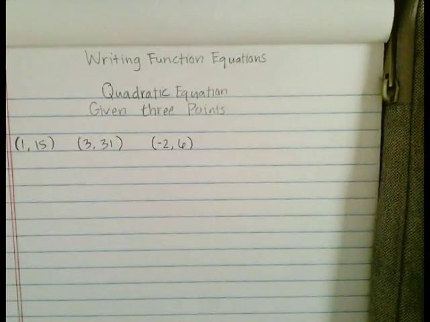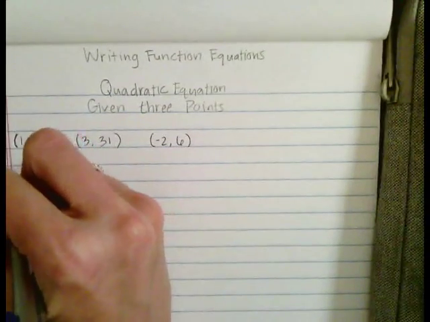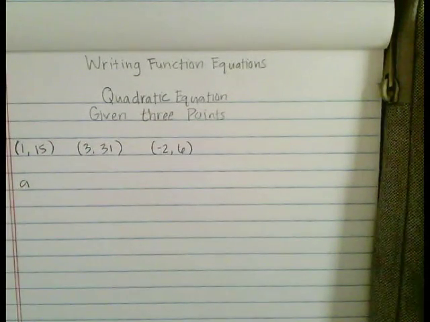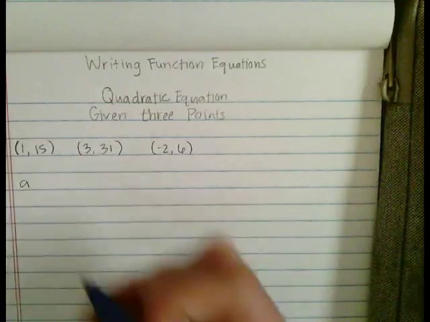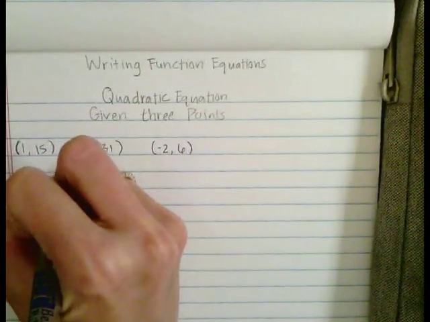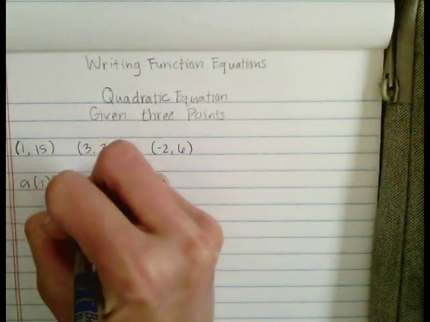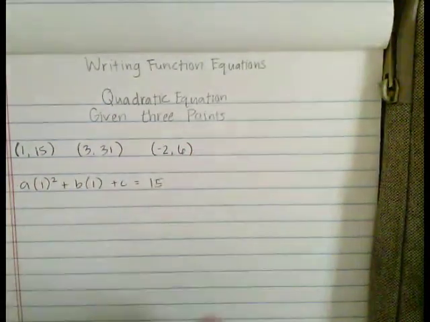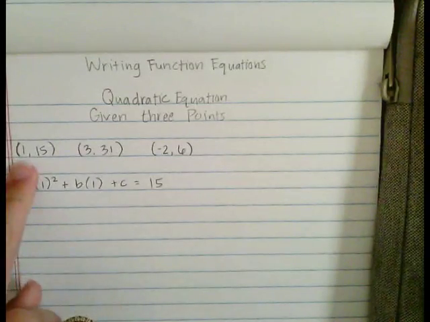So the first thing that you're going to do is plug in all of your points. You're given these 3 points, and you're going to plug them into the standard form of a quadratic. It's kind of backwards. You don't know what your A, B, and C values are, but you know these 3 points lie on that parabola. So you're going to say A times 1 squared plus B times 1 plus C equals 15. Okay, so that takes care of that point.